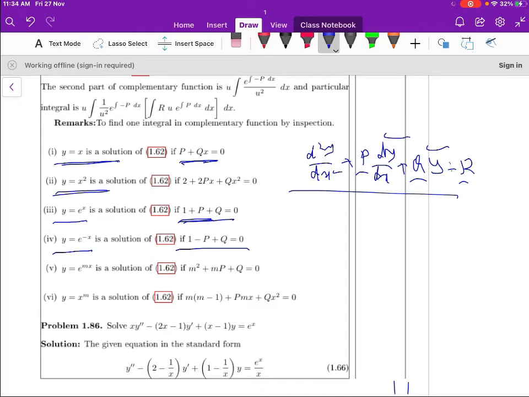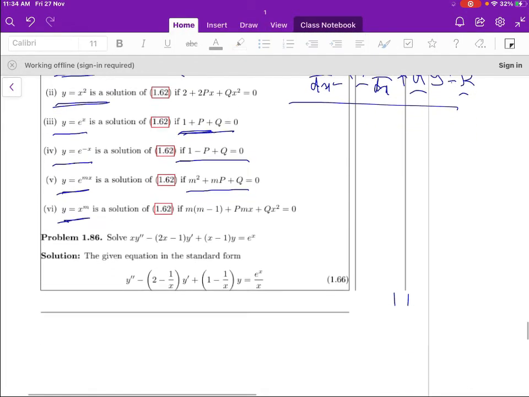Suppose if m square plus m into p plus q is equal to 0, then y is equal to e power mx is a solution. Or if m into m minus 1 plus p into mx plus qx square is equal to 0, then y is equal to x power m is a solution of the differential equation or first part of the complementary function.